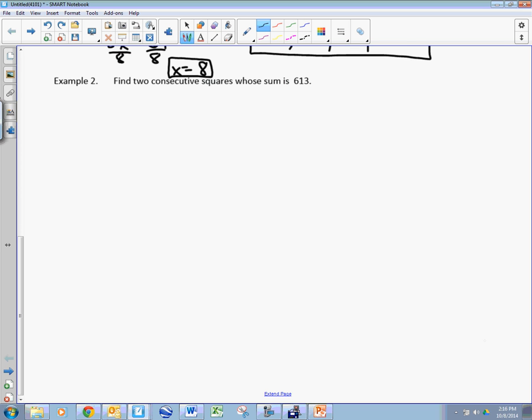Okay, so we got to be careful here, okay? Because 4 and 9, how do you represent those as numbers? Well, really, it's 2 squared plus 3 squared, right? 2 squared and 3 squared make consecutive squares. So we will write it as x squared, and then the next one would be, does anybody know? X plus 1 quantity squared. A lot of people write x squared plus 1. And they sum to 613.